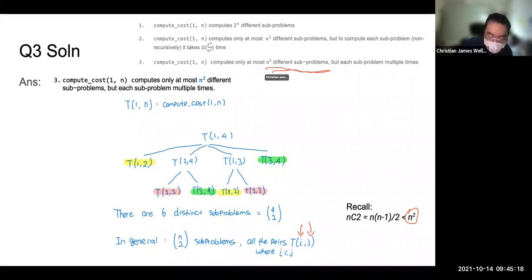Why number 2 is wrong is because it says it's at least exponential time to compute each subproblem. It's not exactly, which we'll see in a bit. So anyway, the point is that there are n squared subproblems, and we compute each of them multiple times.